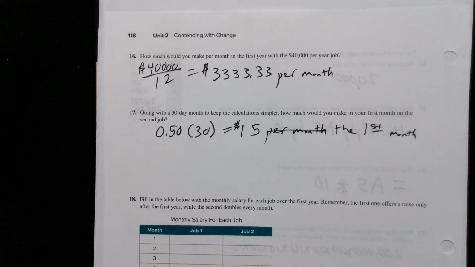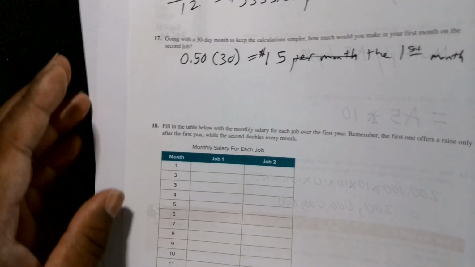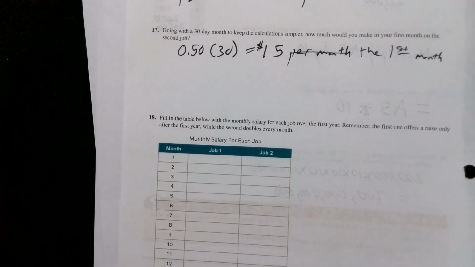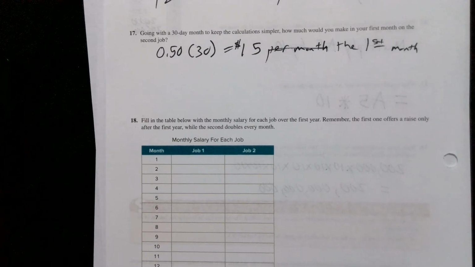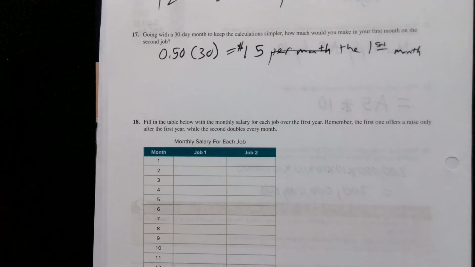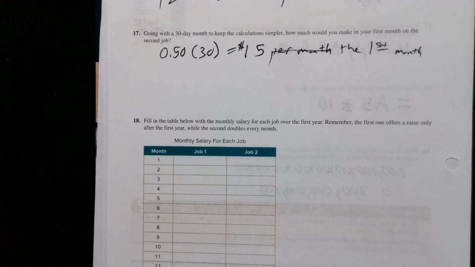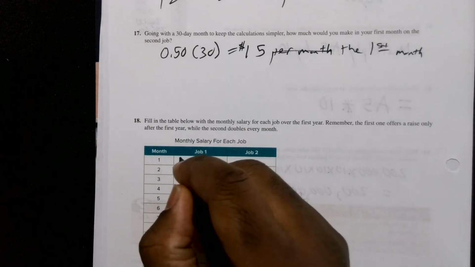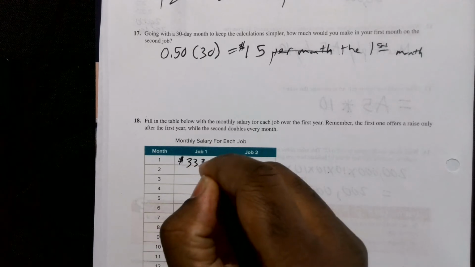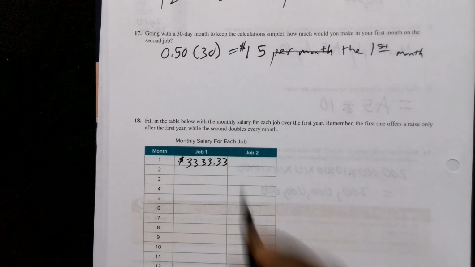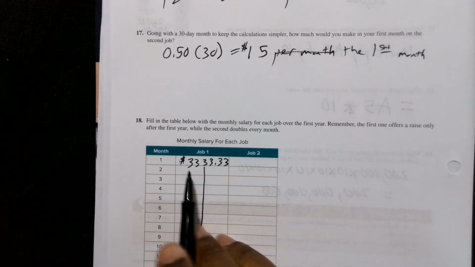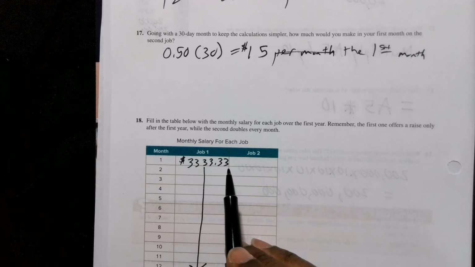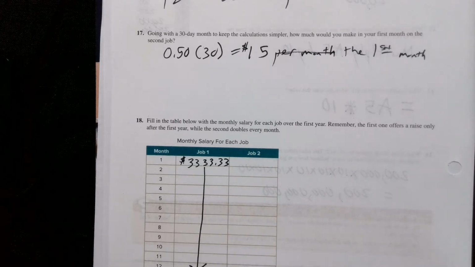All right, now let's go to 18. It says, fill in the table below with the monthly salary for each job over the first year. Remember, the first one offers a raise only after the first year, while the second one doubles every month. Okay, so job one is going to be easy. Basically, it's going to be this value all the way down. So it's going to be $3,333.33 all the way down to the 12th month.